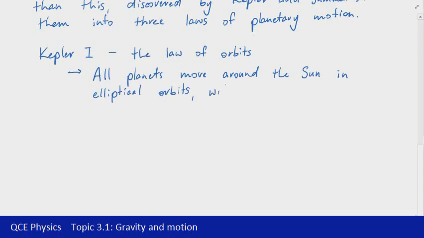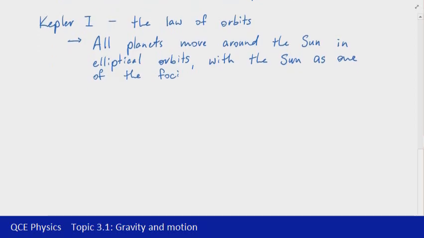And one of the foci is where you would find the Sun. Now that word foci is the plural of focus, so we'll have a look at what that actually means, what the focus is, in order to make better sense of what this idea of elliptical orbits is. Now keep in mind here that that's another fairly straightforward definition that you need to be able to state. So make sure you can jot down that wording almost word for word.